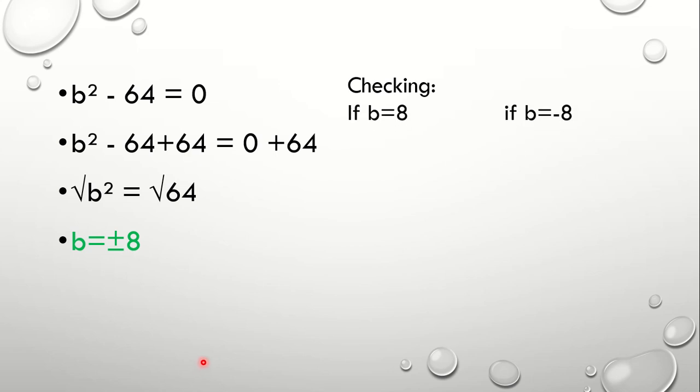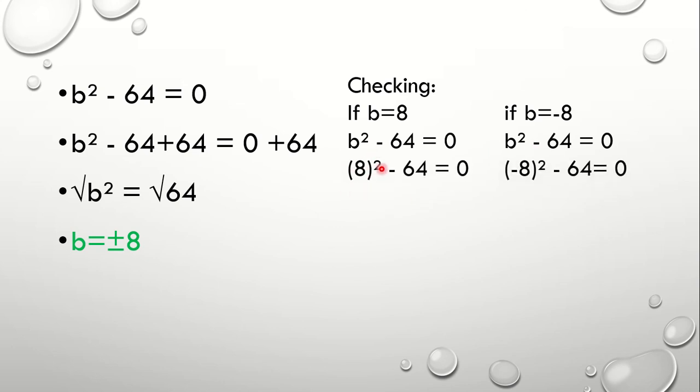So we're going to check these roots, b equals 8 and b equals negative 8, using the given quadratic equation. You just substitute the value of b. So that's 8 squared minus 64 equals 0. Then the other one is negative 8 squared minus 64 equals 0. That will give us both 64 minus 64 equals 0. 0 is equal to 0. So that means by checking you arrive at the same answer, the roots satisfy the given quadratic equation.